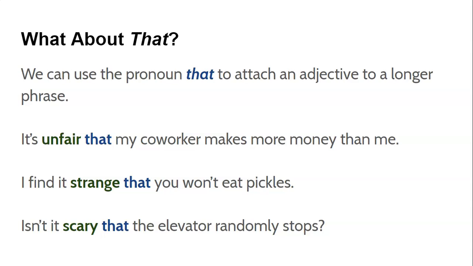We can even do this in the question form. Isn't it scary that the elevator randomly stops? Maybe it's haunted. So again, the main idea here is that by using the pronoun that, you can use an adjective to describe a much longer phrase than you would be otherwise. Instead of describing just one single word, it can describe a phrase, even an act.